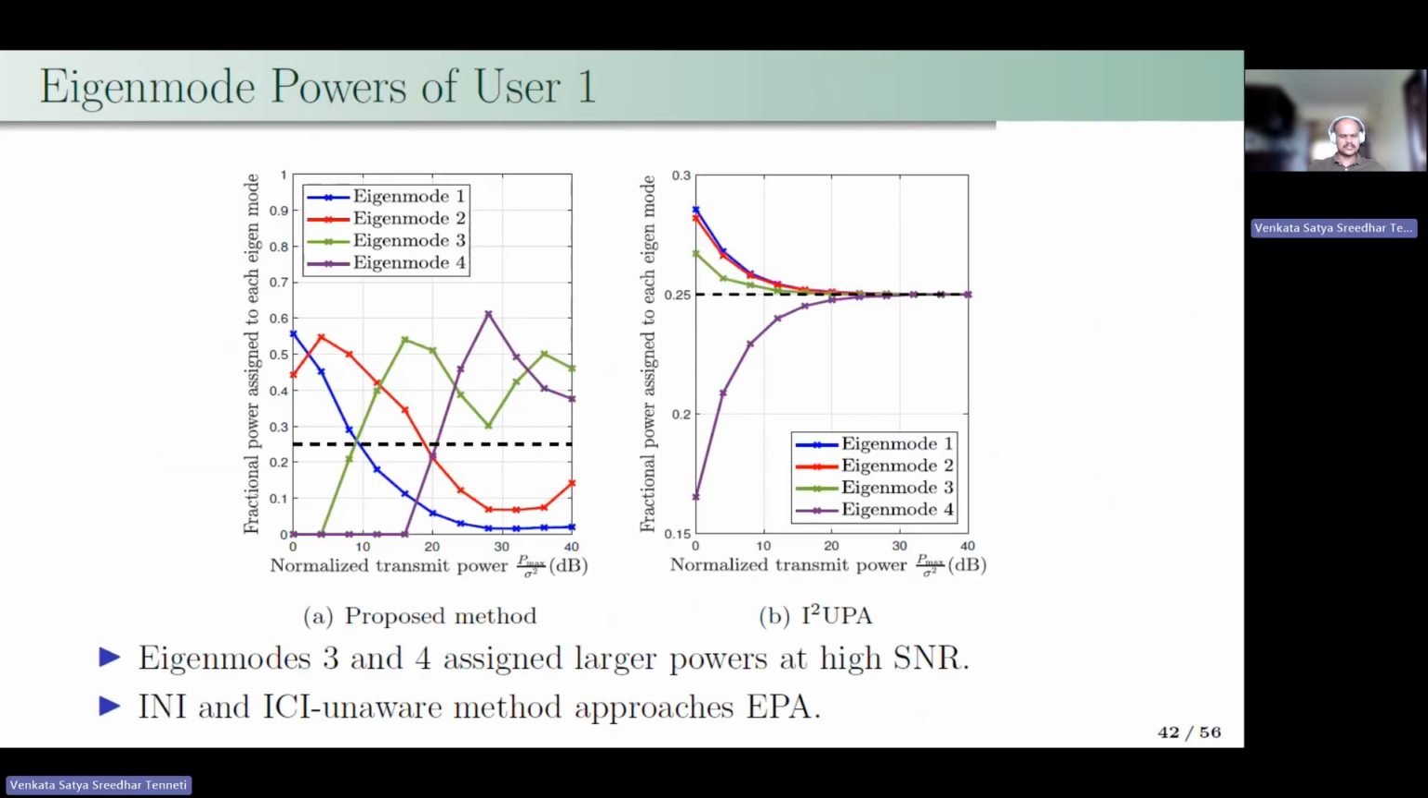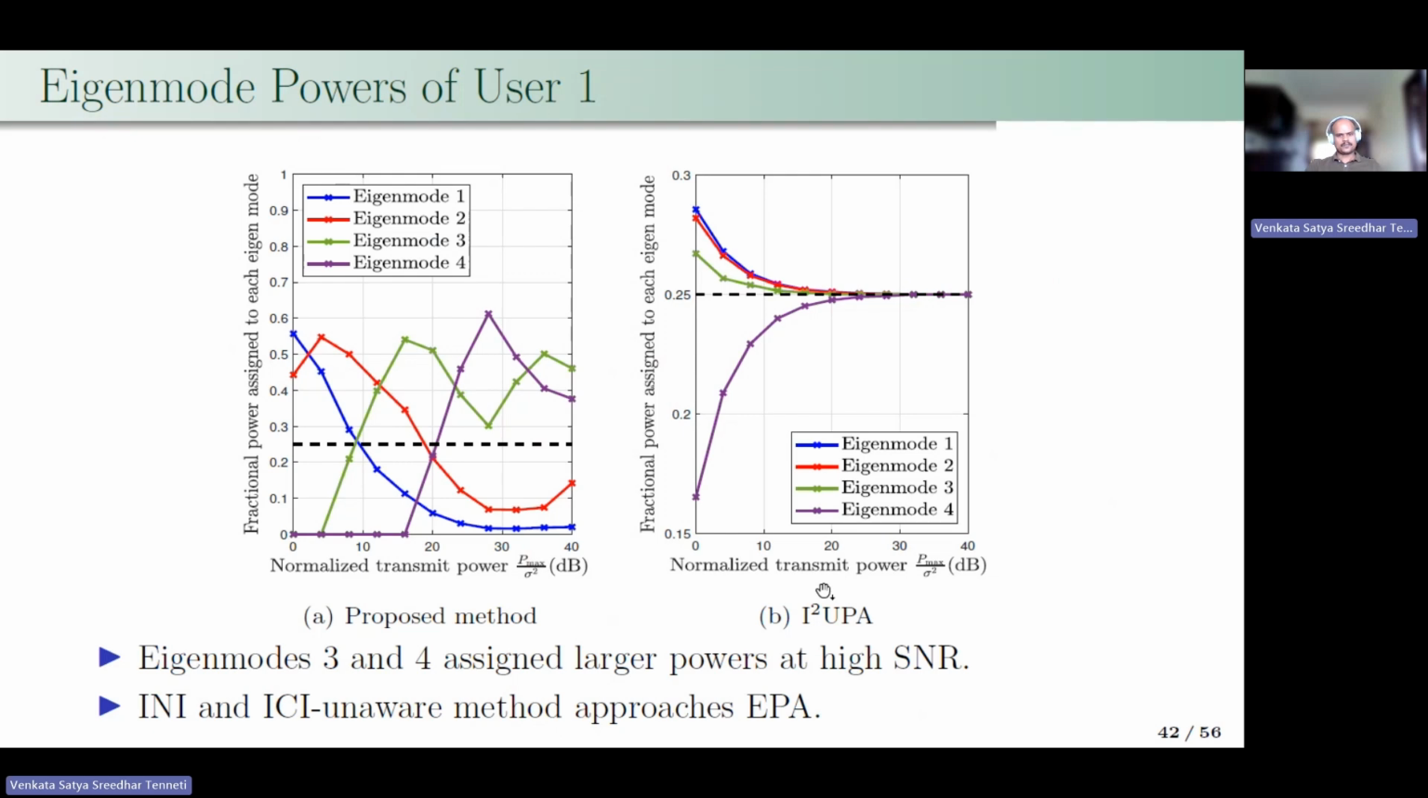Now we'll compare the eigenmode power allocation of our proposed method and the I square UPA method, which does not account for ICI. Here, because our number of transmit antennas is 4, we have 4 eigenmodes. We are plotting the fractional power assigned to each eigenmode as a function of the normalized transmit power. The figure on the left shows the result for the proposed method, and the figure on the right shows the result for the I square UPA method.